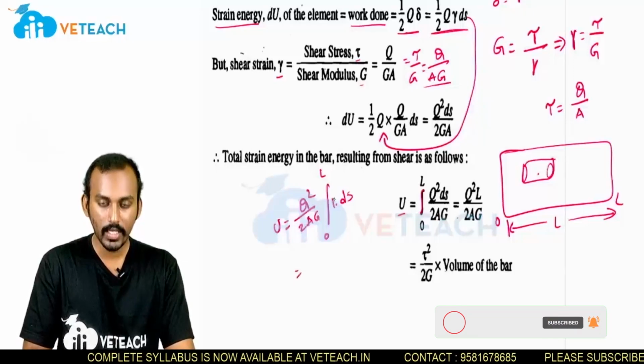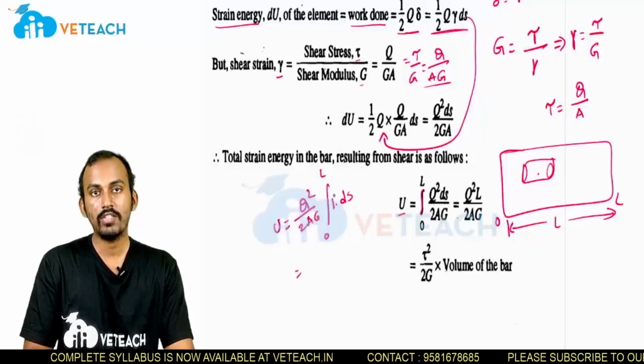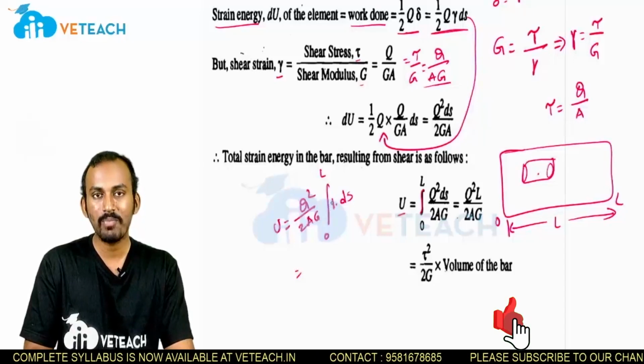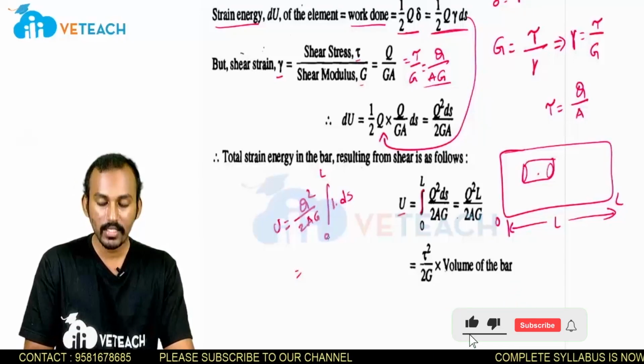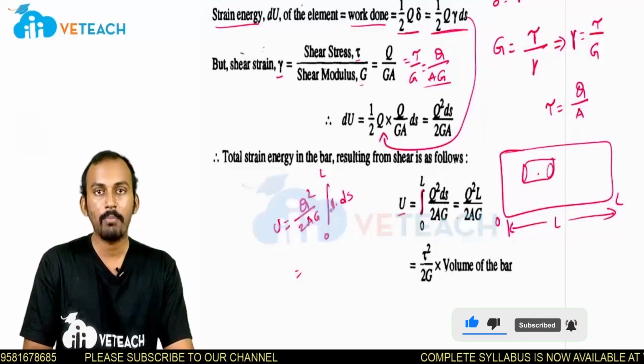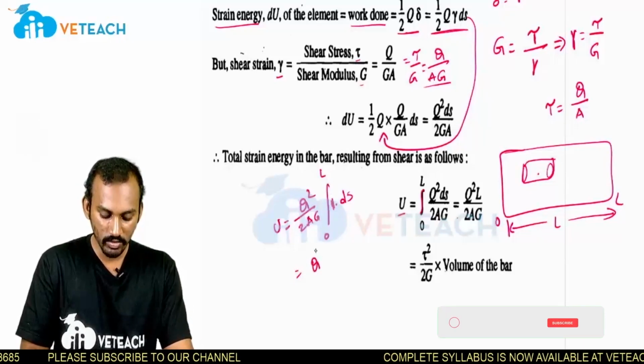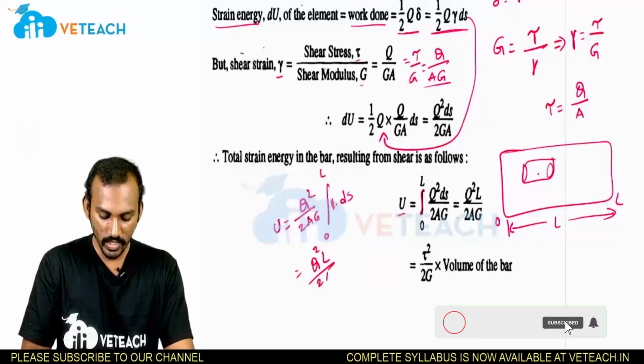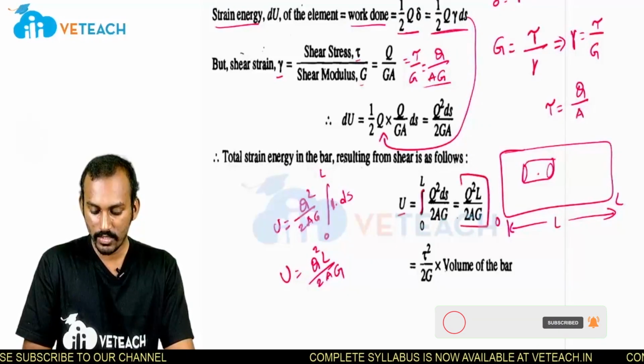In the place of s we substitute the L value, minus the 0 value. As it is 0, there is no need to substitute. So we substitute the upper limit L, and it converts into Q square into L by 2AG. This is the strain energy stored in a body.